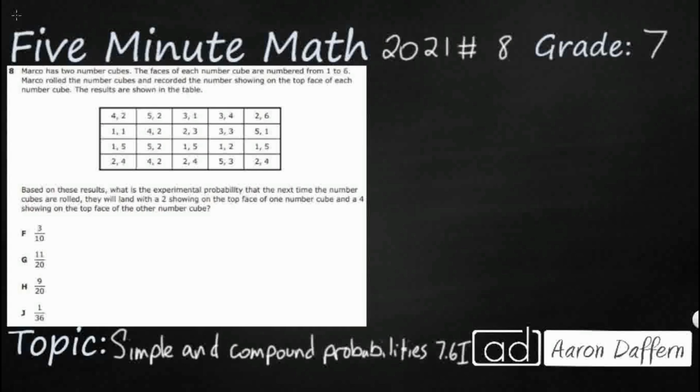So Marco has two dice, so we're going to call them number cubes, but they're just dice. Faces of each number cube are numbered from 1 to 6. Marco is going to roll the number cubes and record the number showing on the top face of each number cube. The results are shown in this table. So take a look. We've got 4, 2, 5, 2. So just rolling both dice and seeing which numbers are showing up here.